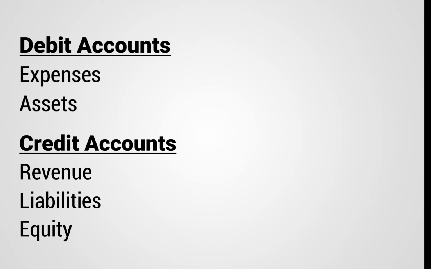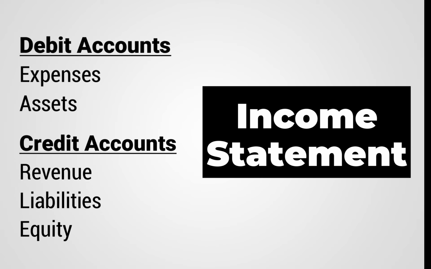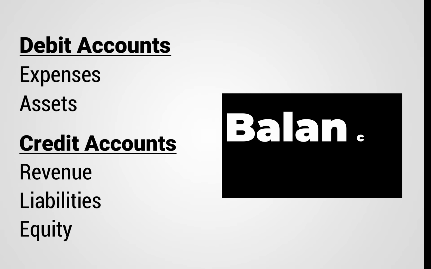So what do all these different debits, credits, and accounts do? Well, they feed into financial statements. Your debit accounts, expenses, are going to feed into the income statement. Revenue, which is a credit account, will also feed into the income statement. This is going to be revenue minus expenses to get to your net income. Your other debit account is assets. That is going to be found on the balance sheet.